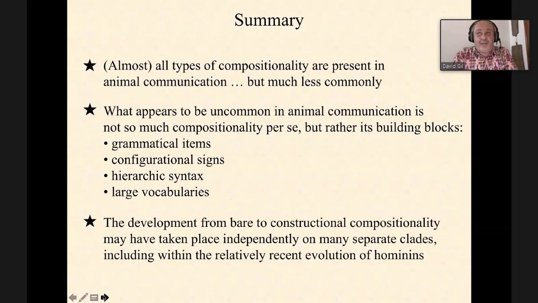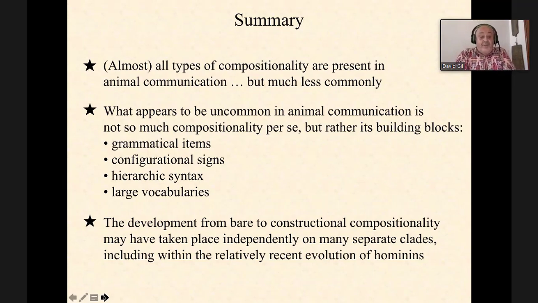Okay. So basically, to sum up, what we've seen then is that most of the types of compositionality instantiated that can be found in human languages can also be found in animal communication, but much less commonly. What seems to be uncommon in animal communication is not so much compositionality per se, but rather its building blocks. You don't get many grammatical items. You don't get many configuration signs. And two other items, which I didn't mention in today's talk, you don't seem to get hierarchic syntax, so you seem to stop at the two-word stage, and you don't get large vocabularies.